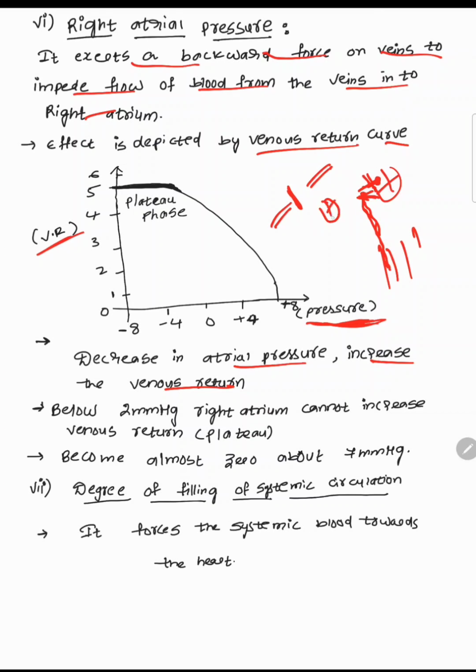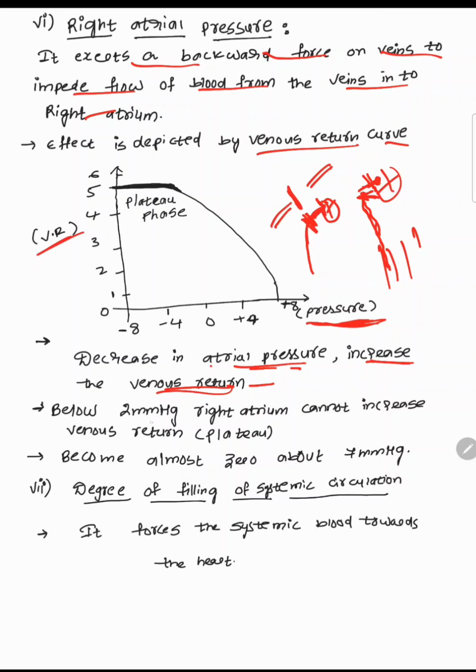This is the heart. The blood wants to move into the right atrium, but what happened, this right atrium is exerting pressure so as not to let this blood into the heart, right? So if this pressure is great, even a small amount of blood cannot reach the right atrium. If there is less pressure, okay, some amount can move to the right atrium. So they are inversely proportional. Decrease in atrial pressure increases the venous return. Increased venous return increases the cardiac output.